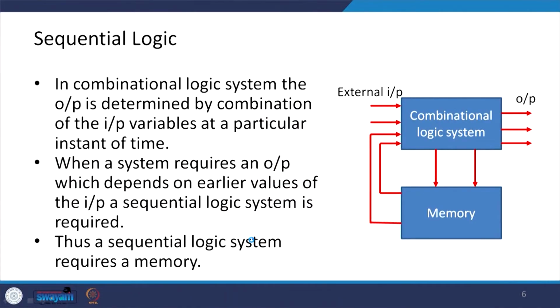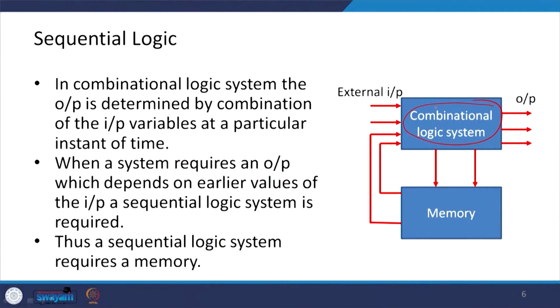Next, let us look at sequential logic. In the combinational logic systems which we have seen in the previous lecture, the output is determined by the combination of the input variables at a particular instant of time. That we have seen; in fact, I have taken an example also. Now, when a system requires an output which depends on the earlier values of the input, a sequential logic system is required.